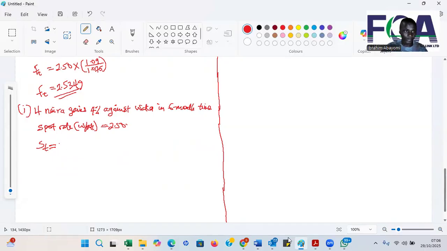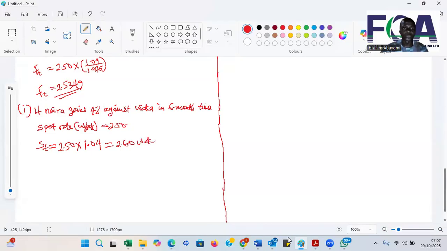So we now have 2.5 multiplied by 1.04. Why? Because the Naira is appreciating. If the Naira is appreciating, the units of Waka to get 1 Naira must have gone up. So let us multiply this. We have 2.5 times 1.04, and that is 2.60.